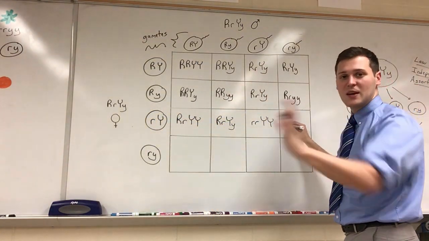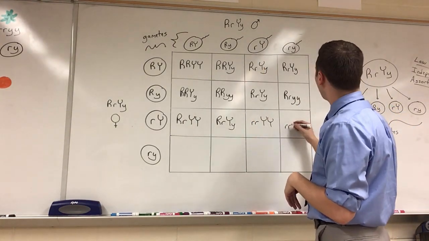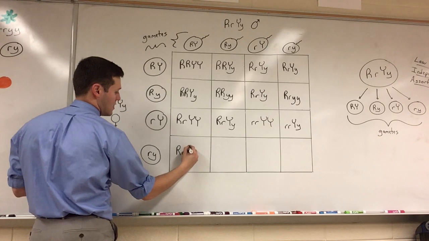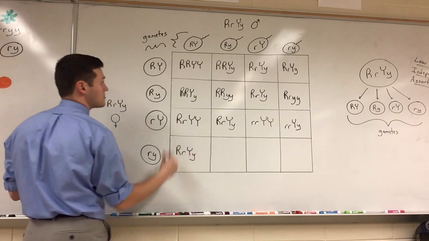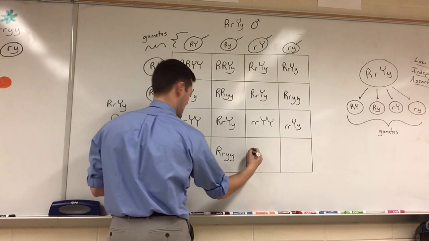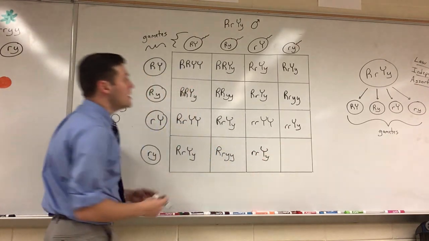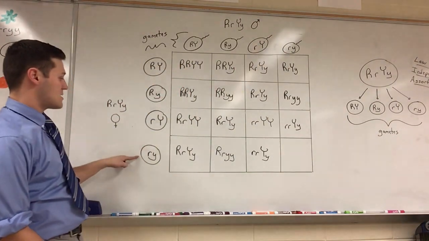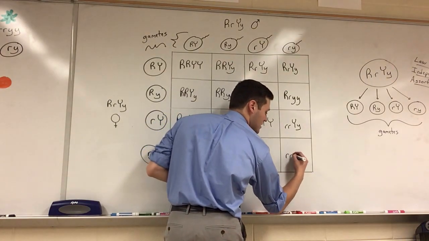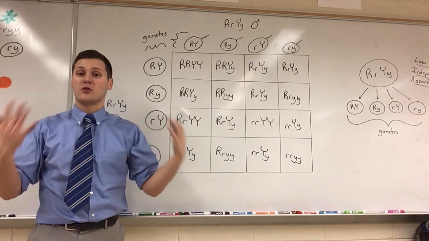and this part you can honestly just skip through because this is just time-consuming stuff. But little r, big Y, little y, big R, big Y, little y, big R, little y, little y, little r, big Y, little y, and finally, if this pollen grain fertilizes this egg, we get 2 little r's and 2 little y's. So that's how we carry out a dihybrid cross.